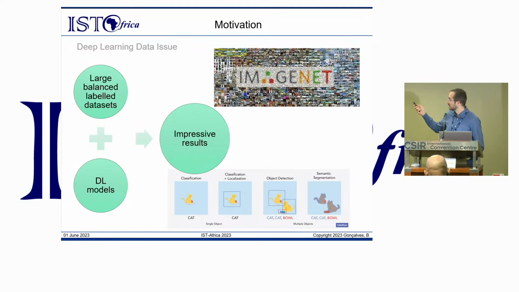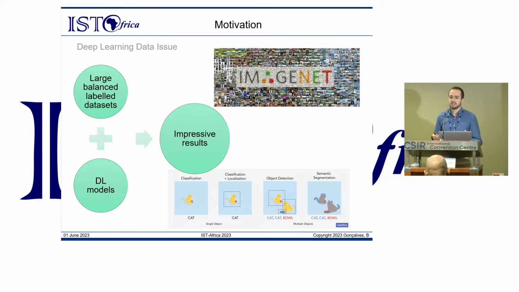This is possible when we have a complex model, for example, a CNN, that is a convolutional neural network, used with a large, balanced, and labeled dataset, and therefore we can achieve good results with this combination. Here is an example of a very big and famous dataset called ImageNet. When we have this combination, a very large dataset and a good model, we can have impressive results.